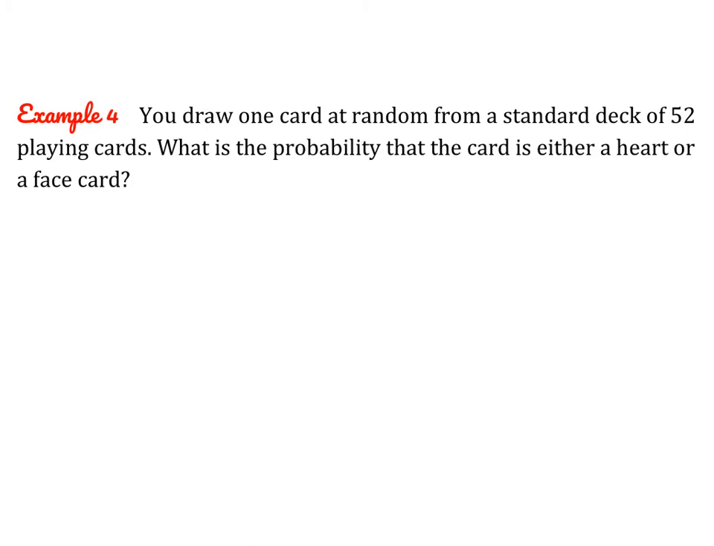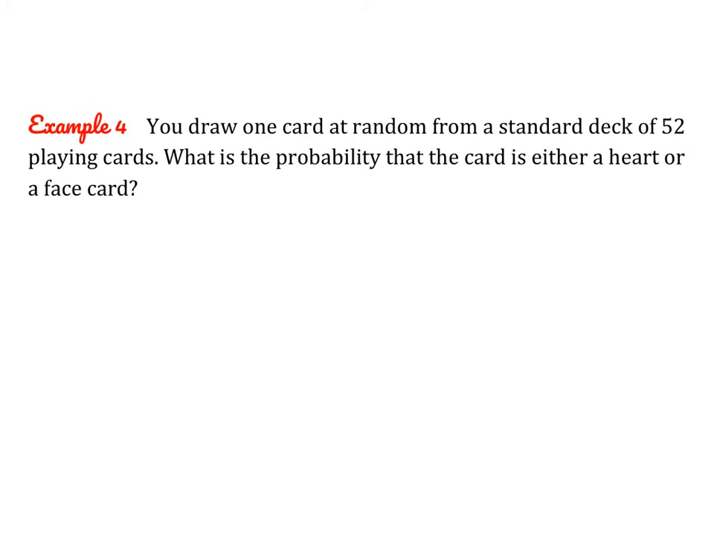So let's try this one together. Here you draw one card at random from a standard deck of cards. What is the probability that the card is either a heart or a face card? I see the word "or," so I know I'm going to be adding. So we're going to have to find the probability that you pull a heart, and add it to the probability that you pull a face card. Remember, face cards are just Jack, Queen, and King.